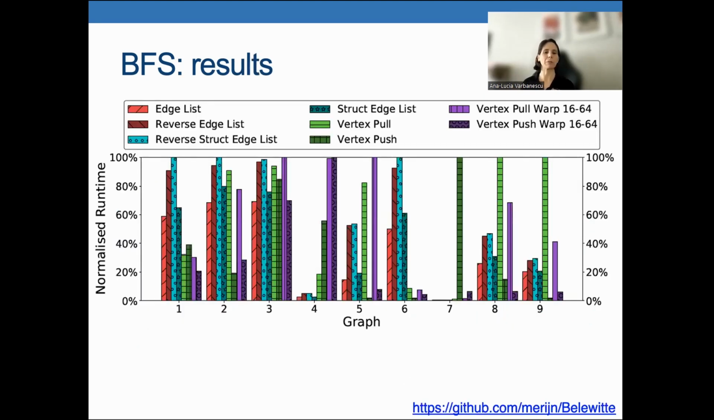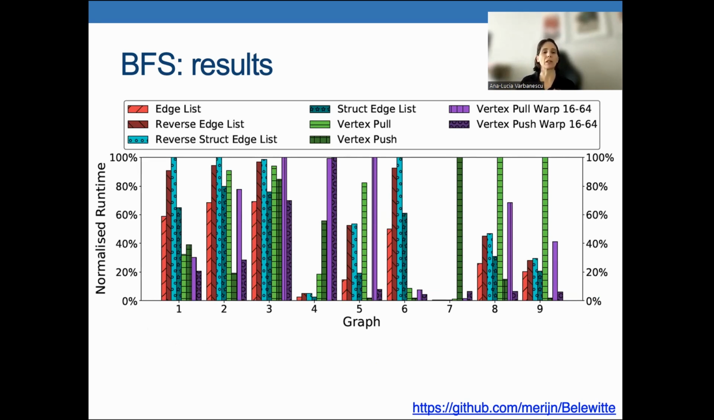The horizontal axis is the index of the graph. That's not really that important, so we're just going to keep the numbers from now on. The vertical axis is normalized runtime, meaning the slowest algorithm hits 100% and the smallest bar is the fastest algorithm. What you should observe immediately in this picture is that different algorithms are the fastest and the slowest, depending on the input graph.